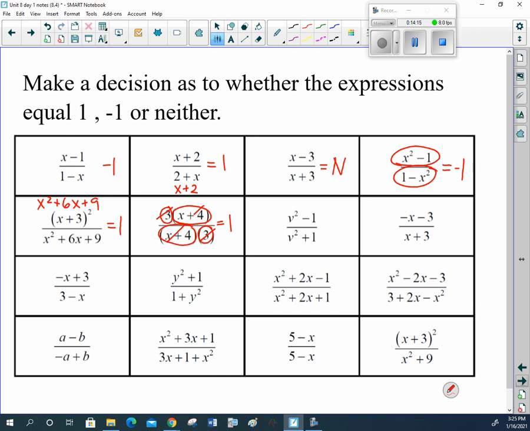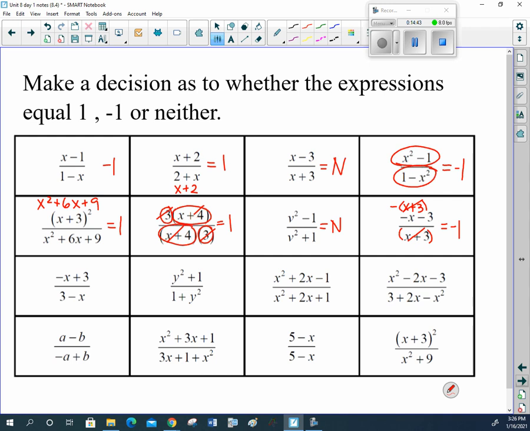v squared minus 1 over v squared plus 1. Once again, we've got partial. They're not exactly the same or exactly opposite, so that's a neither. This one right here, a negative x minus 3 over x plus 3. Those two look like they're exactly opposite to me, so that's negative 1. We could prove that by factoring out the negative sign. And then there we go, and we end up with negative 1.